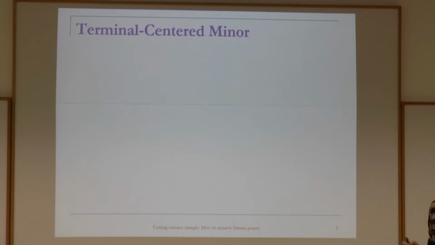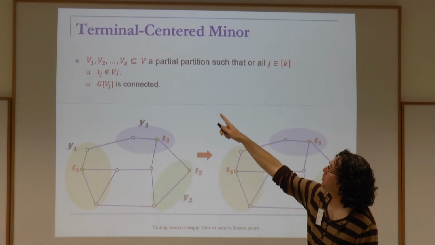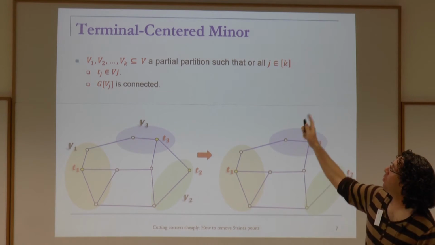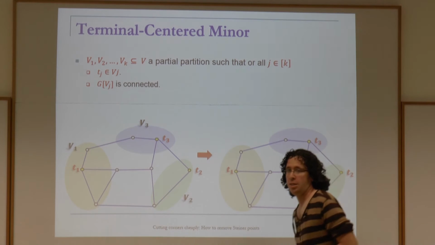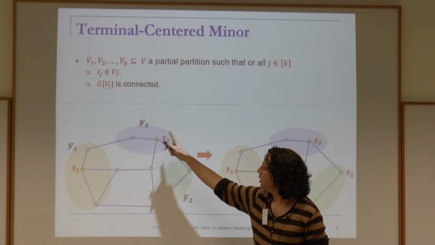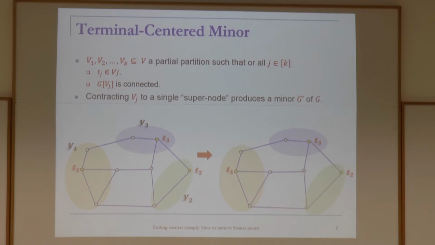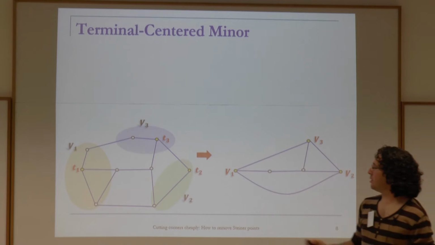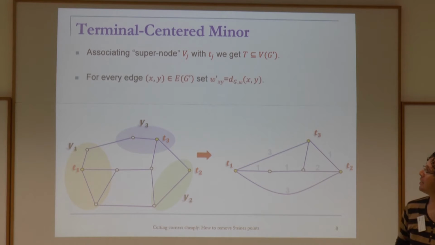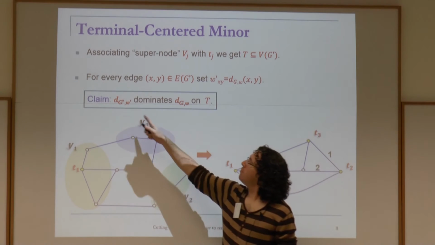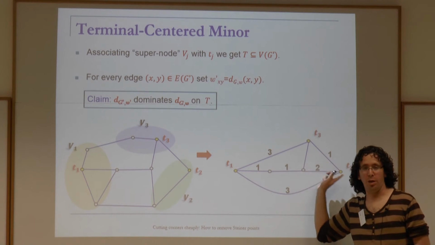So terminal-centered minors, this is actually the type of minors we deal with. We take a partial partition of the original vertex set, and for every such subset, the respective terminal is in the subset, and the induced graph is connected. Okay, as you see here. And this constructs a minor by contracting each of these clusters to a supernode. And then there is a natural embedding of T inside this new minor. We simply exchange Vj by Tj, assign weights, and this claim is almost trivial, that the new metric dominates the original metric. Okay, because of the way we assign the weights.